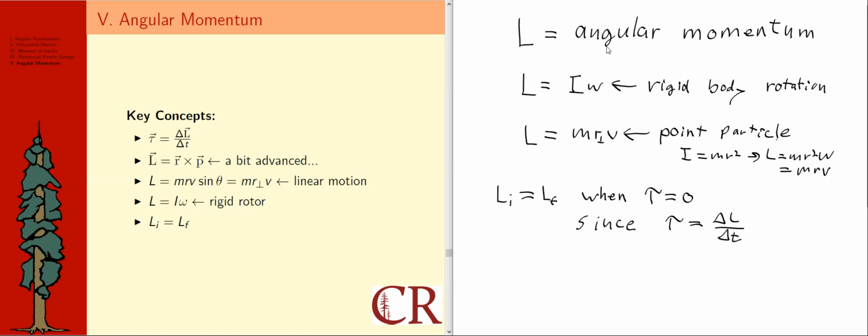I'd like to introduce one more conserved quantity. So we've looked at energy, momentum, and now we're looking at angular momentum. And L is the symbol for angular momentum, as I've written here on the top right on the whiteboard section.